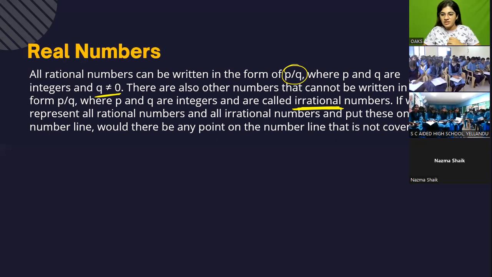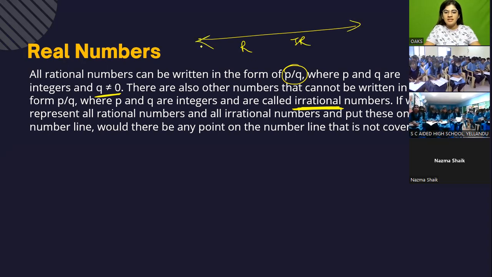Just a yes or no question. Any answer, yes or no, you can answer. No. You are saying no. Great. So rational and irrational numbers. Apart from these numbers, we do not have any number left. So the answer here is no.